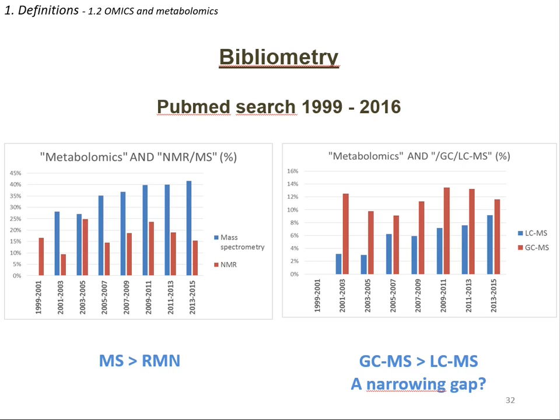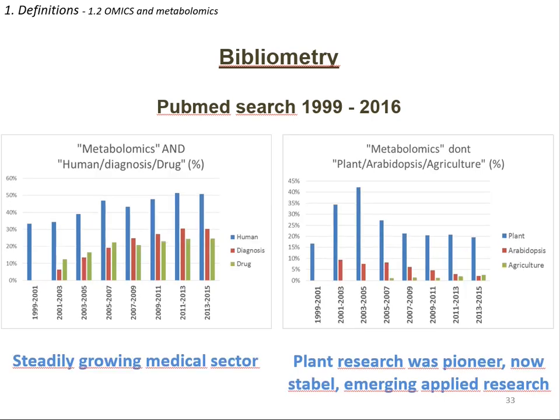We can check also for the occurrence of gas chromatography and liquid chromatography. Up to 2016, we see little advantage for GC-MS, but in fact, LC-MS is increasing as well because it has a wider range of metabolites reachable with these techniques. And so we can look also by field of research, by crossing metabolomics and human diagnosis and drug. And we see that it has increased also over the same period. And this reflects also an increase of the medical sector.